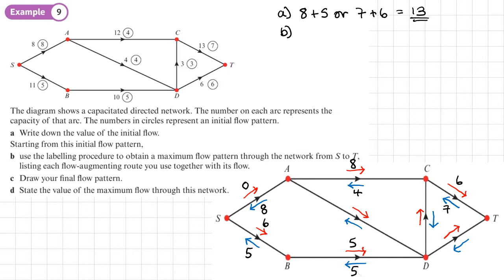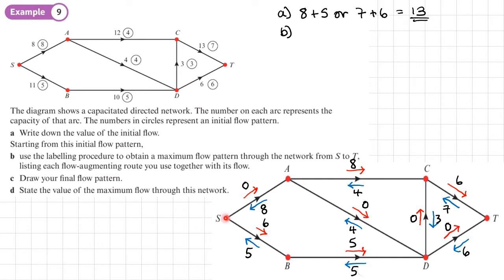A to D, we could not increase it at all, but we could decrease it by 4. That arc is saturated. D to C, we can't increase that. It's saturated, but we could decrease it by 3. And then lastly, D to T, we can't increase that. It's saturated, but we could decrease it by 6.